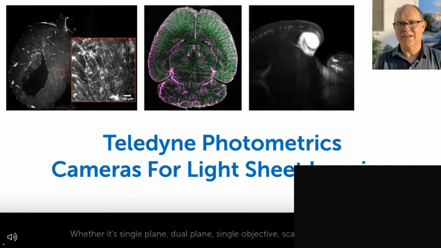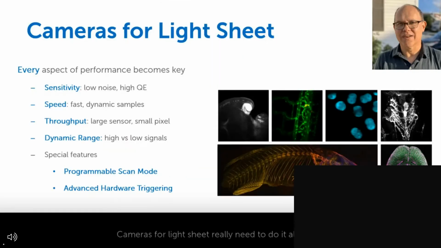Whether it's single plane, dual plane, single objective, scanning pencil beam, oblique illumination, SCAPE, axially scanned light sheet, or some other light sheet method, Teledyne Photometrics has a camera to get you the results you want. Cameras for light sheet really need to do it all.